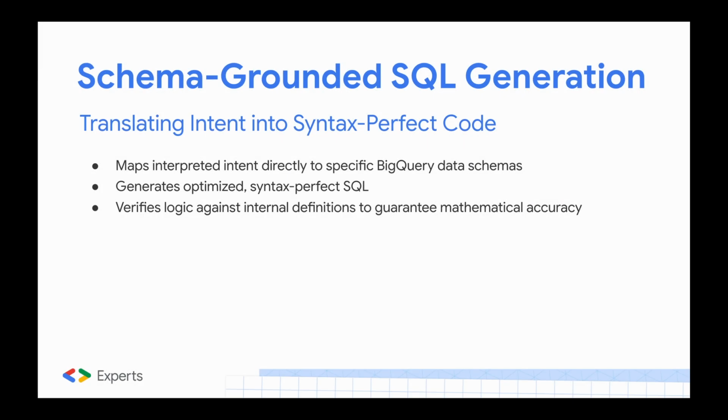The next step looks at schema-grounded SQL generation. Once the intent is extracted, like what the user wants, it's going to be converting that into syntax-perfect code. It's going to be mapping the interpreted intent directly to specific BigQuery data schemas. It's going to be generating the optimized, perfect SQL query. It's also going to be verifying the logic against internal definitions to match accuracy.